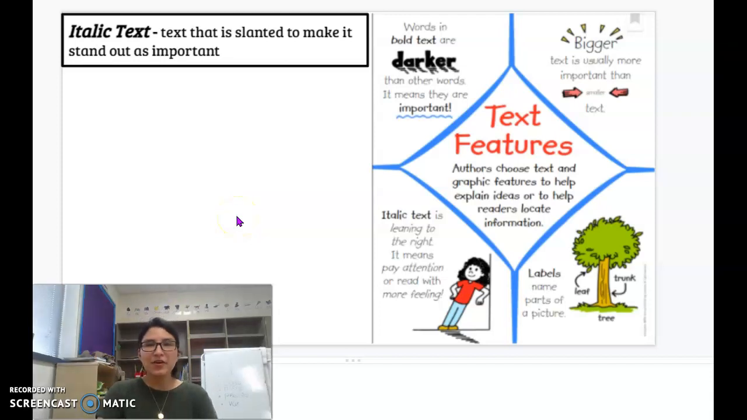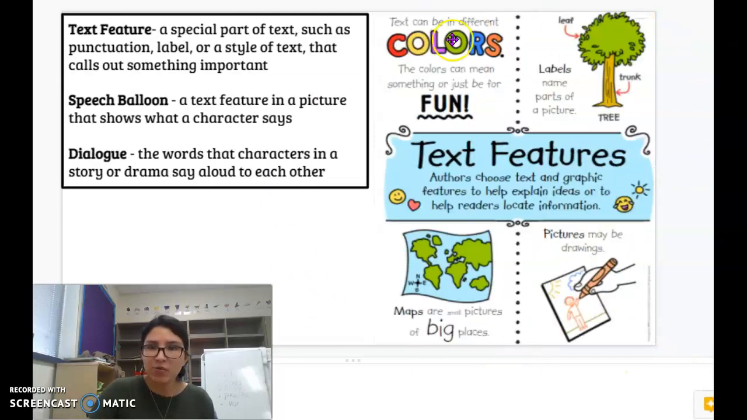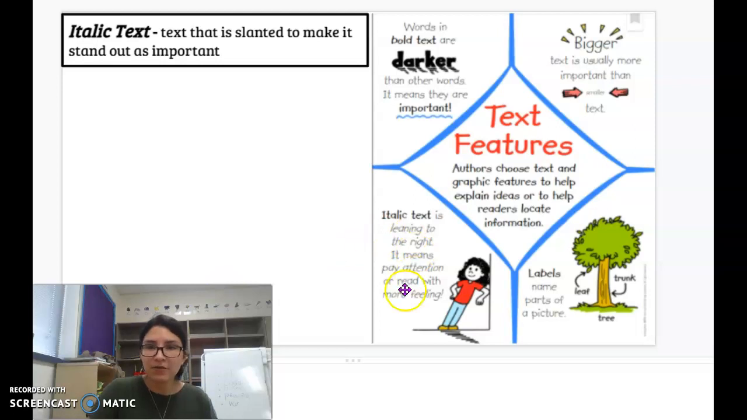For today's video, we are going to be going over text features. Remember, text features: authors choose text features to help explain ideas or to help readers locate information. So yesterday we went over this poster, and today we'll be going over this one. But let's go ahead and review yesterday's text features.